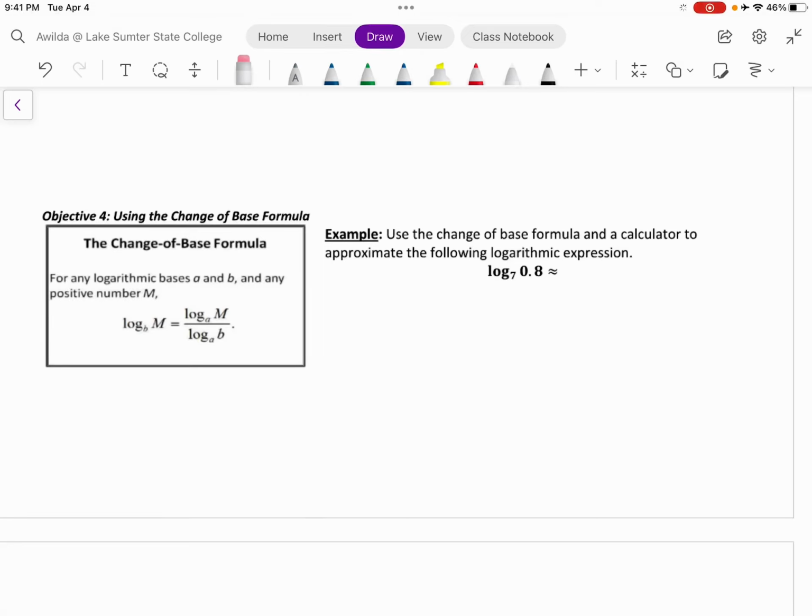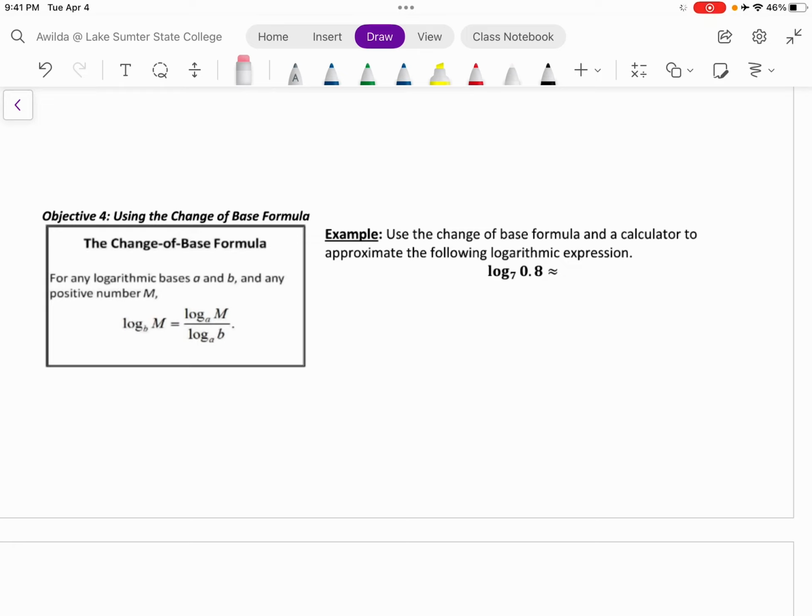In this video, we're going to discuss the change of base formula for calculating a logarithm using your calculator, regardless of the base of the logarithm. Your calculators come programmed with two bases, base 10, which is the common logarithm, and base e, which is the natural logarithm. But what if you want to approximate a logarithm with a different base? This is where the change of base formula becomes helpful.